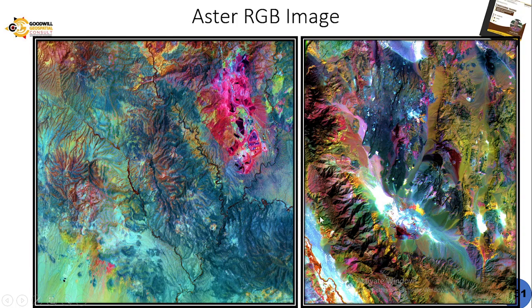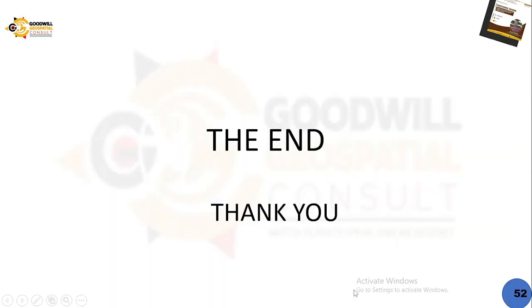So this is a beautiful RGB raster image displaying various spectral features of different materials. It's very nice.